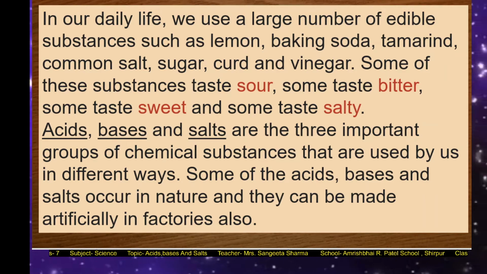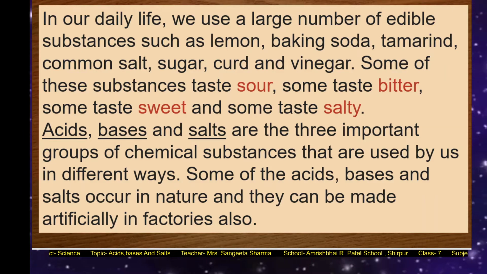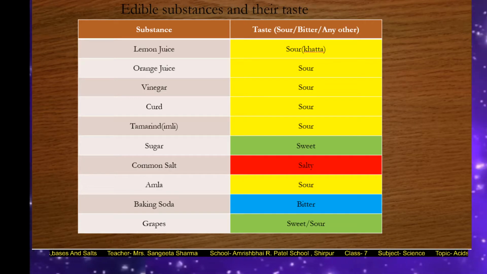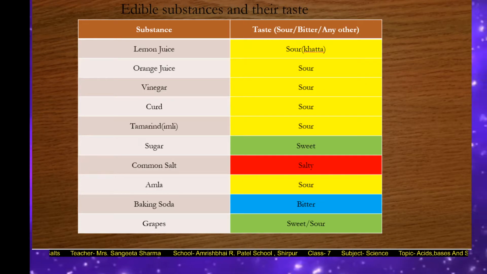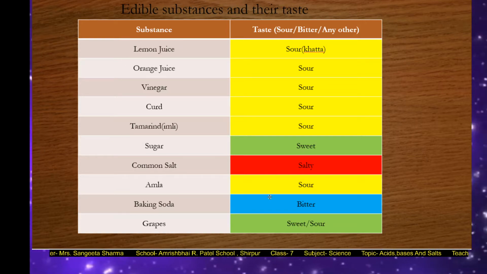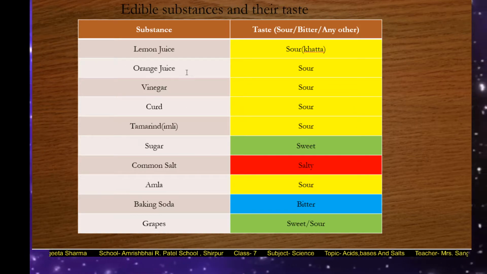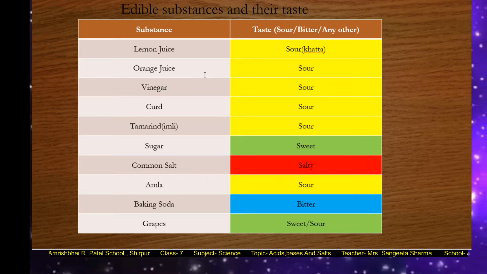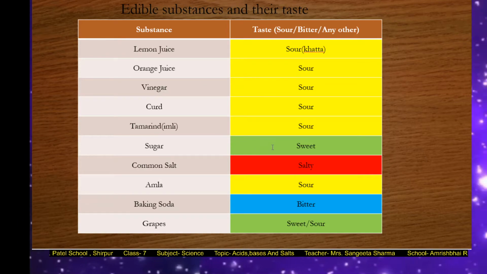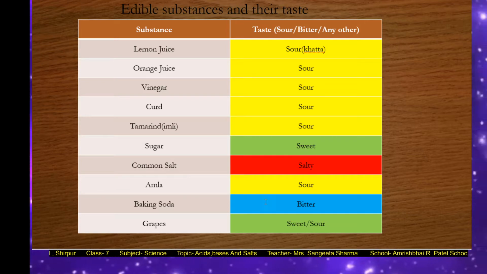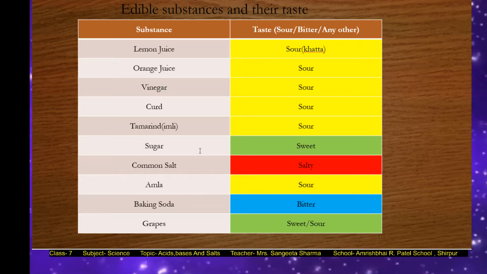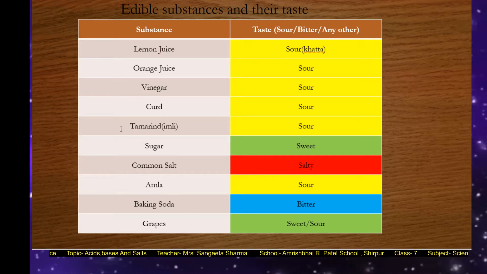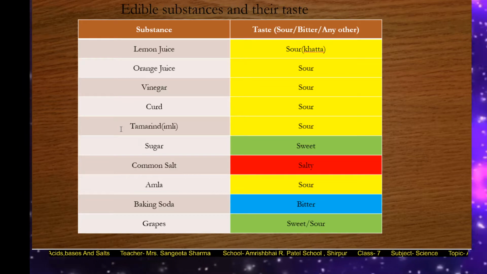Some of the acids, bases, and salts occur in nature and they can be made artificially in factories also. Okay, so now first of all, we will see where we are finding these acids naturally. So we have a list of these substances which have acids in them. You can see the juice which is sour in taste, that means they have acids in them. And if you are talking about the other tastes like sweet, salty, and bitter, we will talk about them later on. Okay, so as we are talking about acids today, we will study only acids.